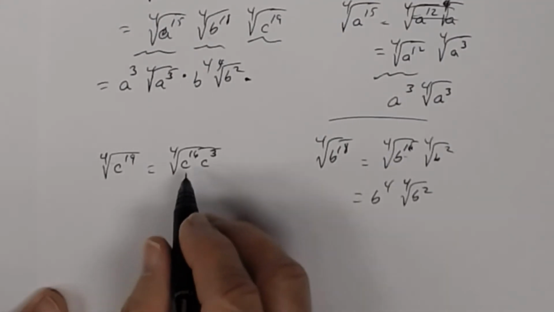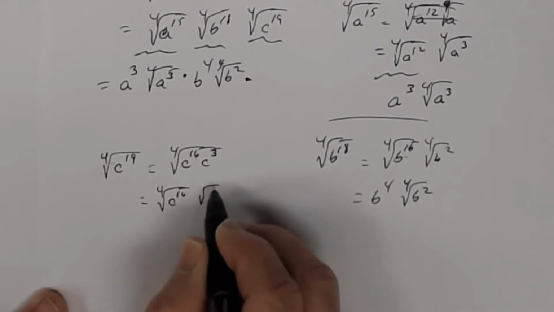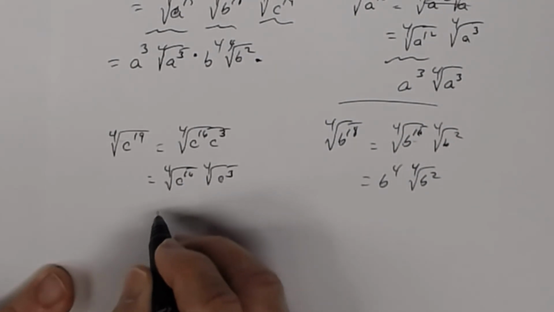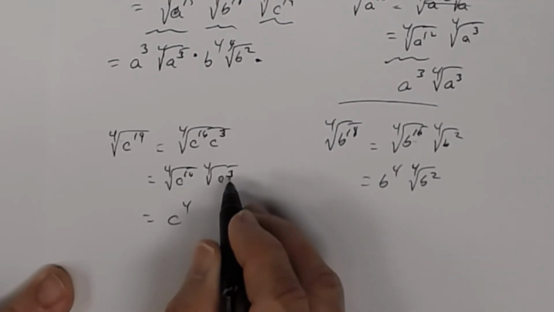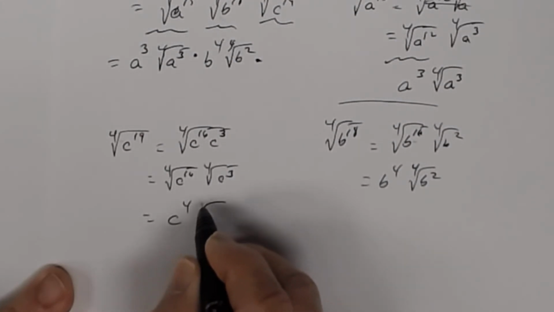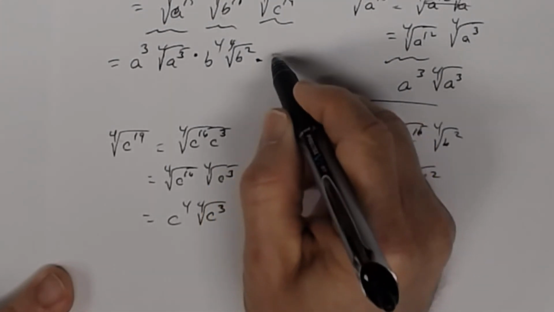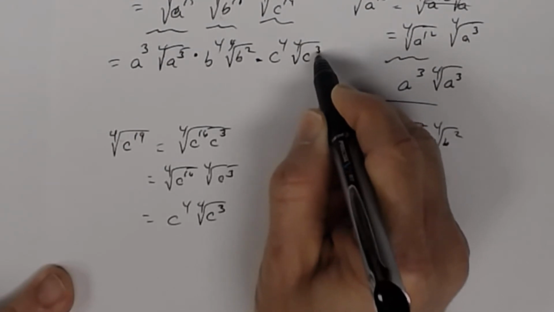And then by the product property, I can rewrite this as the fourth root of c to the 16th times the fourth root of c cubed. And 16 divided by 4 is 4, so that's c to the fourth. The fourth root of c cubed, I cannot simplify because 3 is less than 4. So I'm going to have to just rewrite it as that. And so that goes here. So c to the fourth times the fourth root of c cubed.